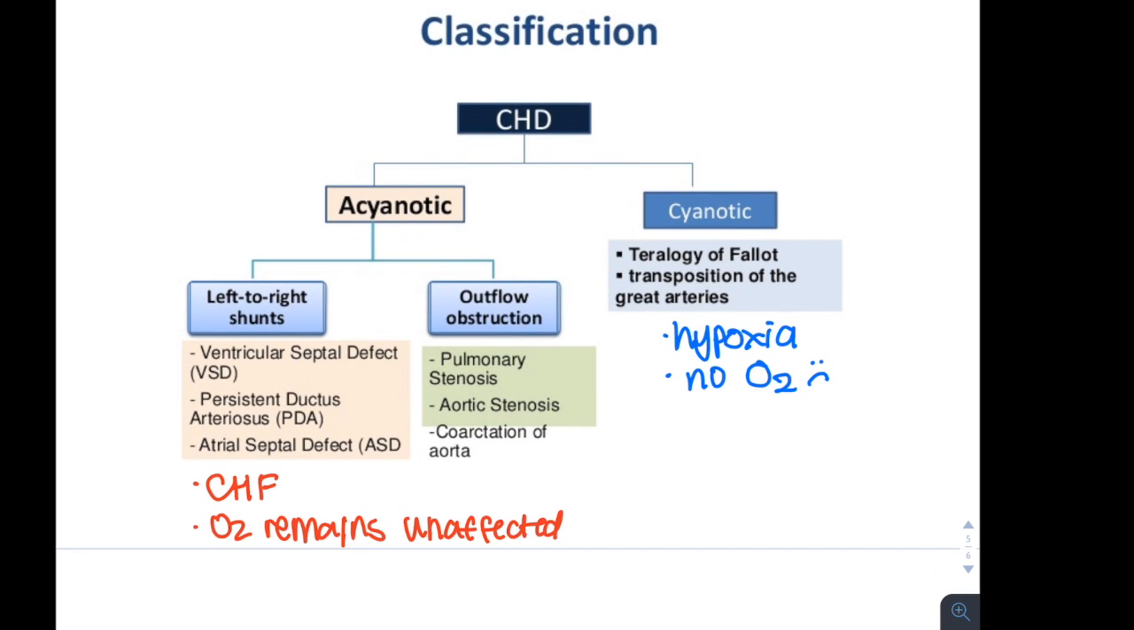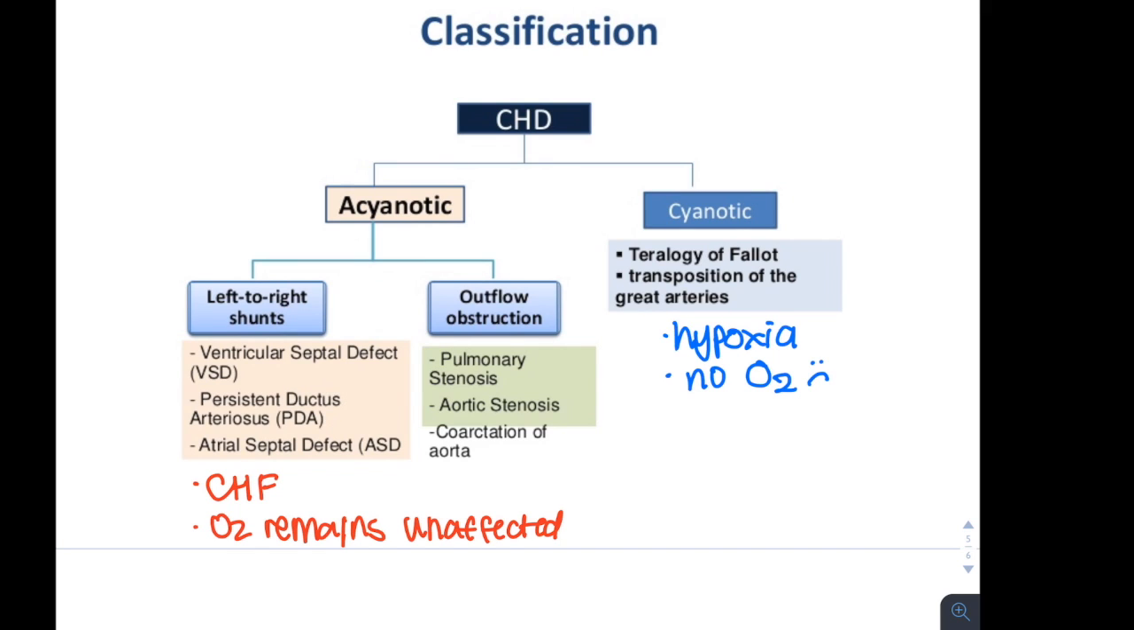To recap what we've talked about, the main point is that congenital heart disease comes in two categories: acyanotic and cyanotic. Acyanotic has left to right shunts, where blood goes from high pressure to lower pressure, and that oxygenated blood just keeps getting recycled in your body. A common example of that would be the ventricular septal defect. The primary concern of acyanotic congenital heart disease would be congestive heart failure, and again, the oxygen level remains unaffected.